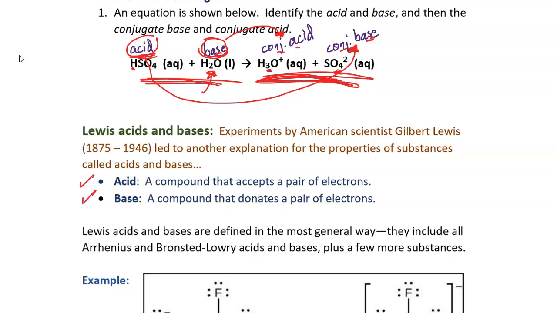A base is a compound that donates a pair of electrons. You'll notice that the word hydrogen is not even mentioned here anymore. The reason for this additional definition of acids and bases is, again, because there were more substances that had those properties of acids and bases, like being slippery and being bitter and being sour and being caustic. And these other substances that have those properties didn't necessarily even have hydrogen in them.